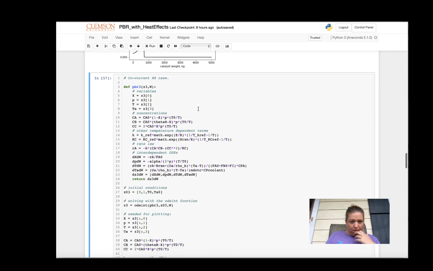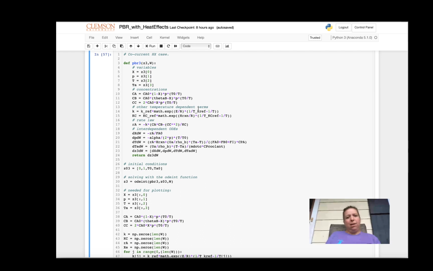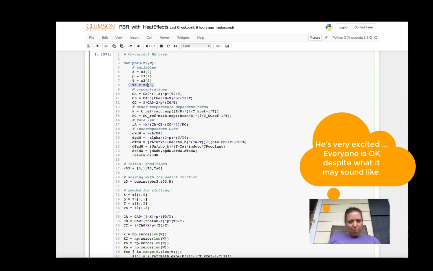Okay. So now we'll look at the co-current heat exchanger case. In this case, when I set up my system of ordinary differential equations, I need to include TA. So TA is a variable, and we're going to have a differential equation for it. That's the major change coming from the last two examples to this one. So one thing I have to do is say that TA is variable, and I do that by defining it as its values are going to be part of this Z3 matrix.